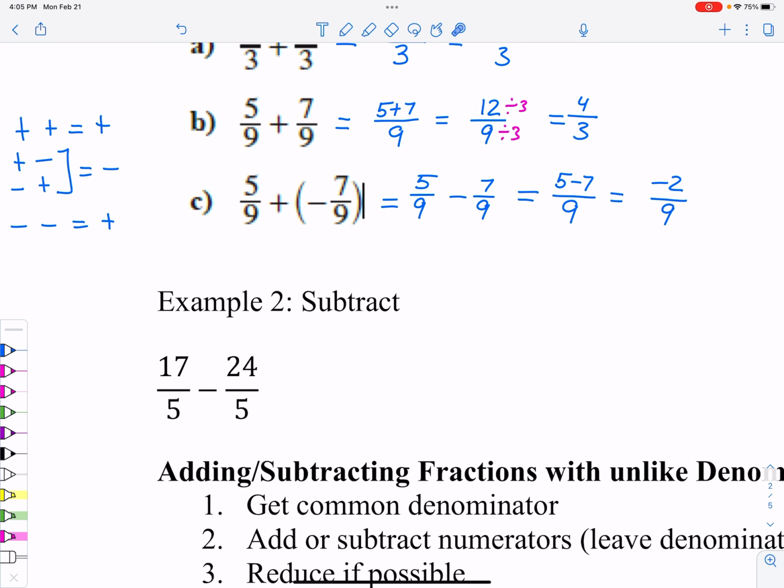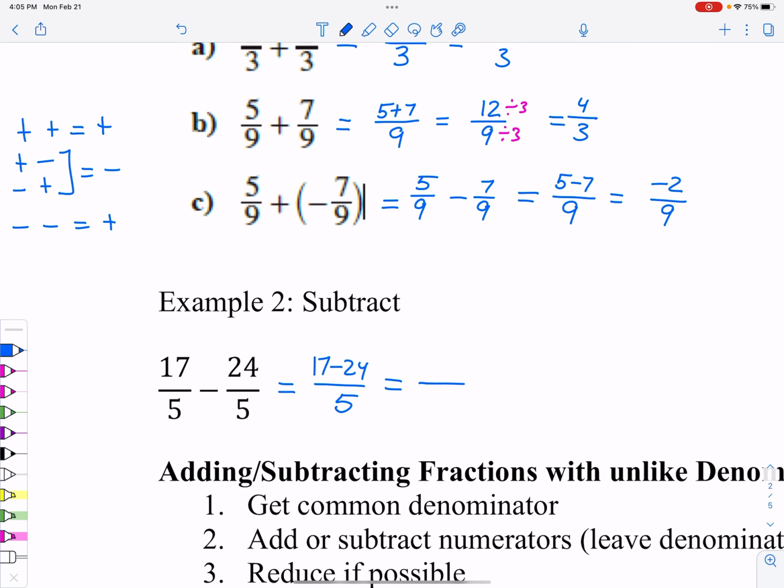In the next example, we don't have a double sign, but we do have just a subtraction in between. So this is the same as with addition, so we'll write it over 5. If you want to do that in between step, you can write 17 minus 24. Okay, you don't have to do that step. We could go from here, skipping straight to the answer. So 17 minus 24 is going to be negative 7. And I can't simplify this any further, so that would be my answer.